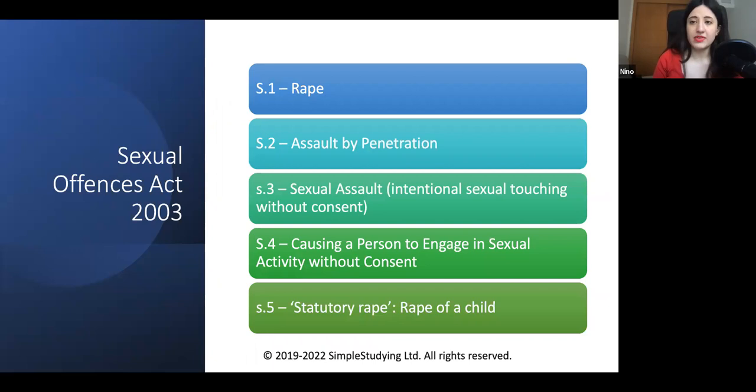We'll start revising with the Sexual Offences Act. Section 1 is rape. Section 2 is assault by penetration. Section 3 is sexual assault. Section 4 is causing a person to engage in sexual activity without consent. And Section 5 is statutory rape, or rape of a child. So the statute differentiates a rape of an adult from a child. If you see a rape in the problem question, make sure you understand if it's of an adult or a child, and then apply the relevant statute to it.